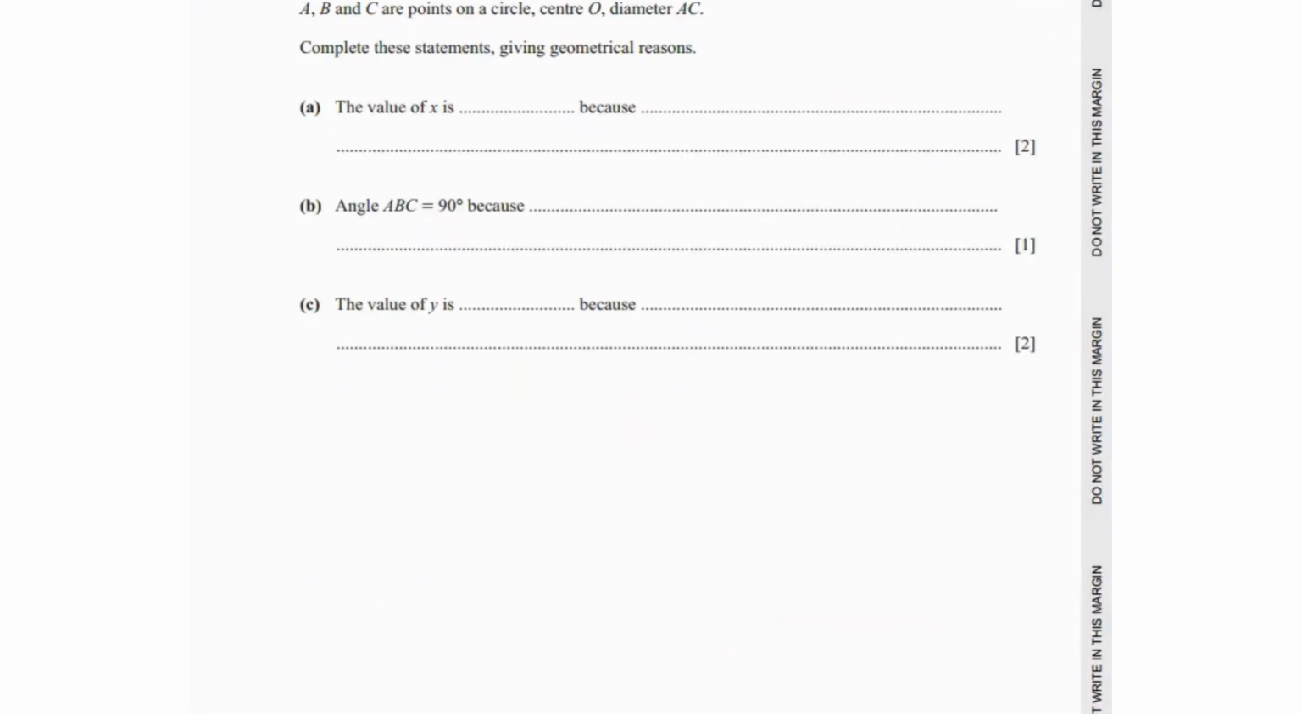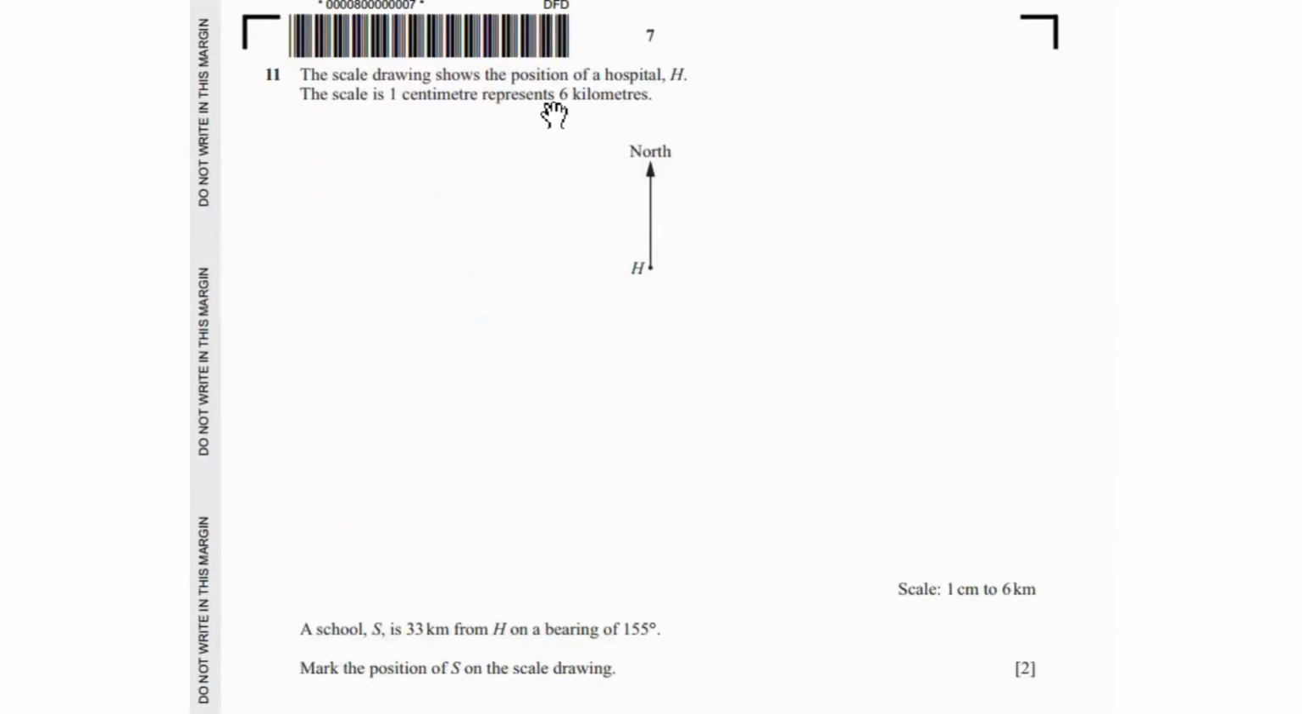So very simple question. Then the scale drawing shows the position of a hospital H. The scale is 1 centimeter represents 6 kilometers. A school S is 33 kilometers from H on a bearing of 155 degrees. Mark the position of S on the scale drawing. So 1 centimeter equals 6 kilometers, which means for the distance on the map between the hospital and the school, we divide 33 by 6. 33 divided by 6 gives us 5.5 centimeters. So using your ruler, you will draw a line of 5.5 centimeters.